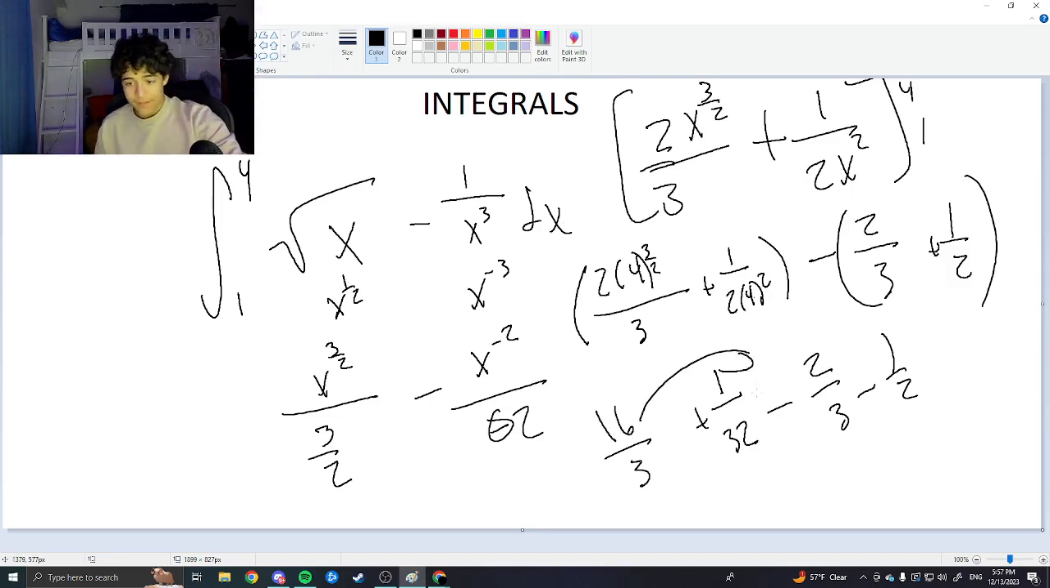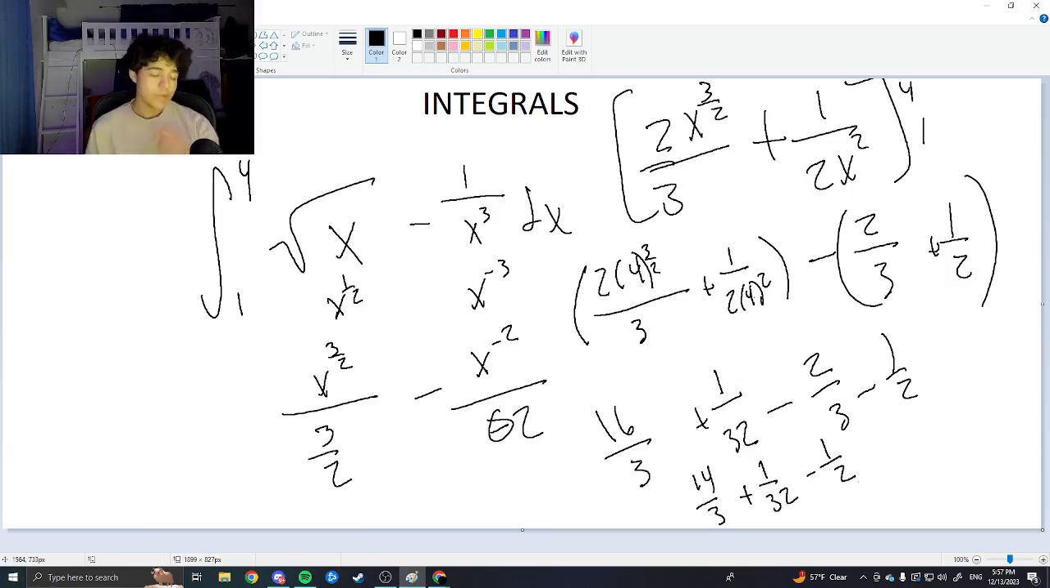Then if we combine these fractions that we can, our 16 over 3 and our 2 over 3 will turn into 14 over 3 plus 1 over 32 minus 1 over 2. We have to find a greatest common factor of all of these, which we can multiply our 3 and our 32 to find. We're going to end up with 96. So I'm going to use a calculator for this. We're going to end up with 448 over 96 plus 3 over 96 minus 48 over 96.